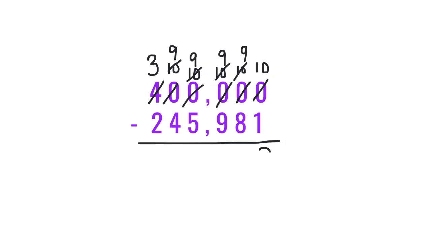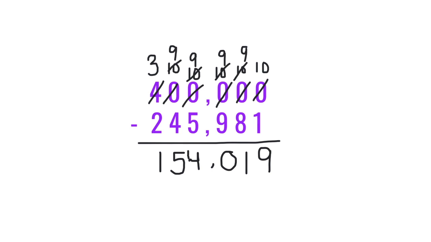10 minus 1 is 9. 9 minus 8 is 1. 9 minus 9 is 0. 9 minus 5 is 4. 9 minus 4 is 5. And 3 minus 2 is 1. So our difference is 154,019. And we can go ahead and check that.